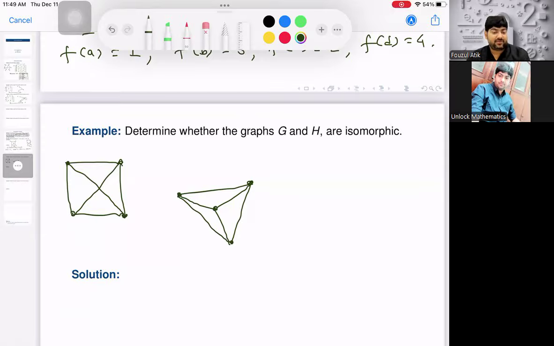Yes, these graphs are isomorphic. Again, although they look different, one looks like a pyramid and the other is just a complete graph, both of the graphs are complete graphs.